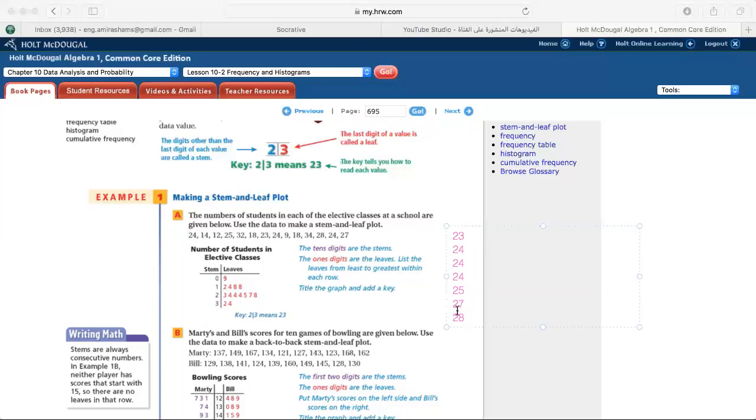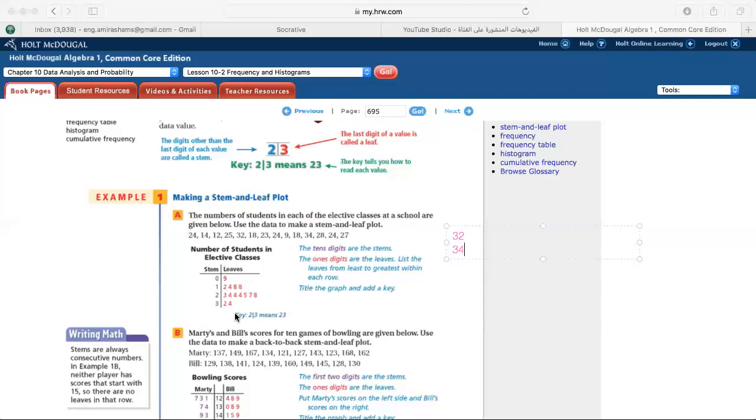What is left? Numbers in the 30s. I have here 32 and I have here 34. So this group has 3 in its tens digit. So I'm going to write the 3 in the stem, and the last digit here and the last digit here in the leaves, 2 and 4. And here I draw, and I have finished the stem and leaf plot.